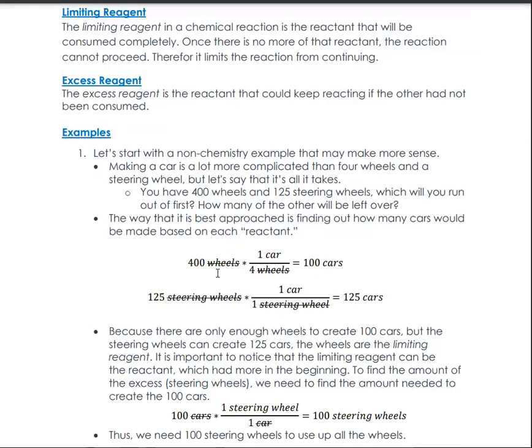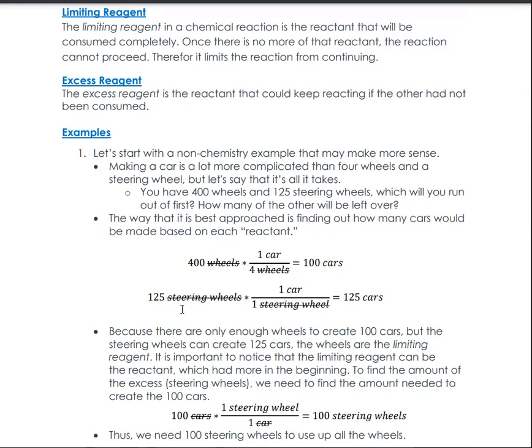You take the wheels and figure out how many cars you can make. You take the steering wheels, figure out how many cars you can make. We can see that with the wheels, we can make 100. With the steering wheels that we have, we can make 125. Therefore, we'll run out of wheels, and so that's the limiting reagent. It limits how much product we can form.